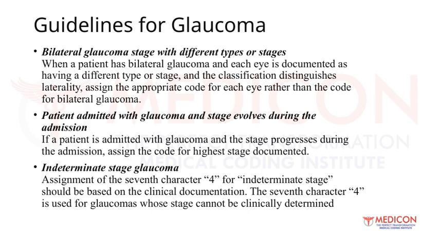First, when a patient has bilateral glaucoma, but each eye is at a different stage or has a different type, it's important to assign the appropriate code for each eye individually. The classification system distinguishes between the eyes, so we should avoid using a single bilateral code in these cases.